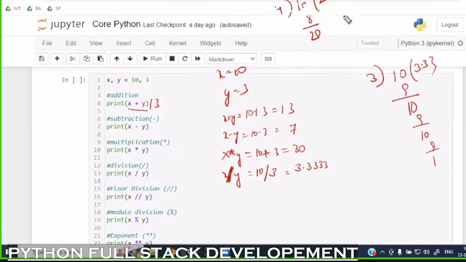So these are the multiple things which are available within the arithmetic operators. Are the operators clear? Arithmetic operators are nothing but those which do the mathematical calculations. Are the operators clear?